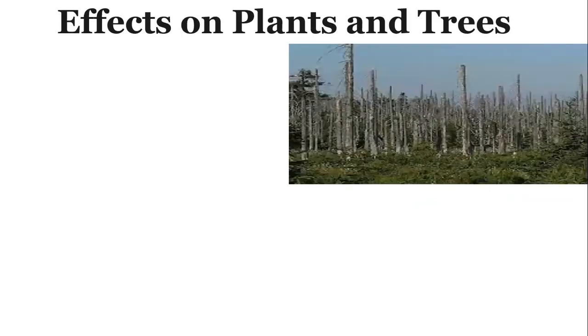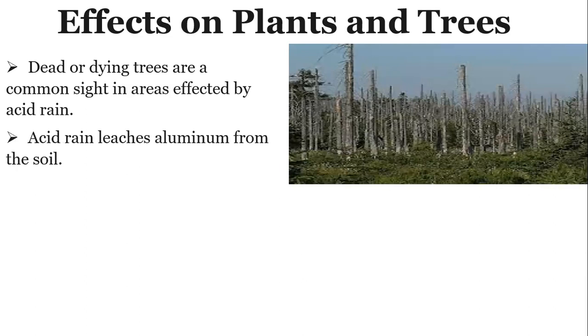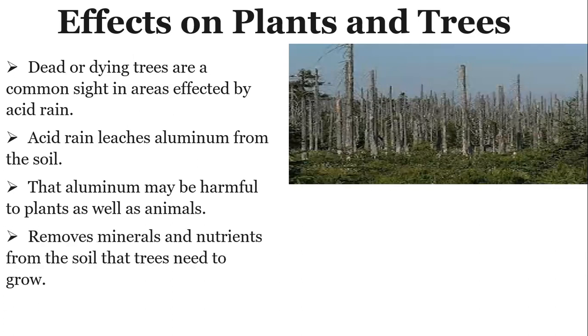Now, what is the effect of acid rain on plants and trees? Dead or dying trees are a common sight in the areas affected by acid rain. Acid rain leaches aluminum from the soil. That aluminum may be harmful to plants as well as animals. Acid rain also removes minerals and nutrients from the soil that trees need to grow.